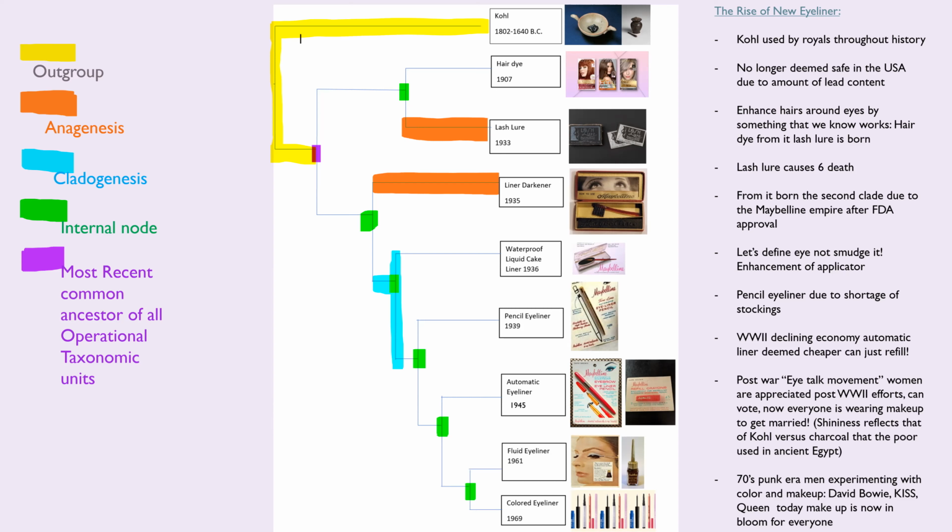Then in 1939, when World War II hit, the US experienced a shortage of stocking. We saw another cladogenesis event occur, leading to our terminal node of pencil liner. Women started using the liner to draw on stocking to preserve their image of modesty. And as the war continued, even eyeliner was too expensive to continuously buy. So again, we saw another cladogenesis event, leading to the automatic or self-sharpening eyeliner that could just be refilled, and this would prove to be cheaper.